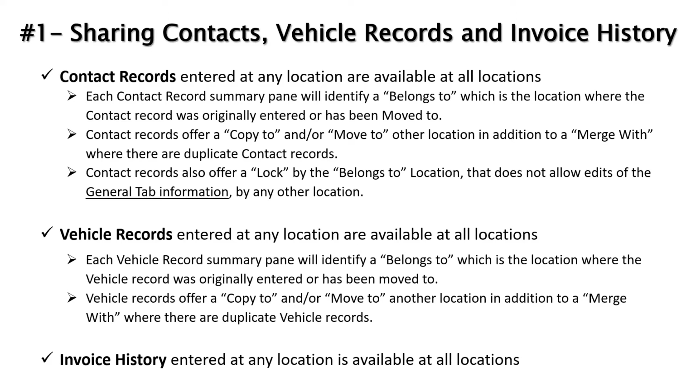Vehicle records entered at any location are available at all locations. Each vehicle record summary pane will identify a belongs to, which is the location where the vehicle record was originally entered or has been moved to. Vehicle records offer a copy to and or move to another location, in addition to a merge with, where there are duplicate vehicle records. Invoice history entered at any location is available at all locations.